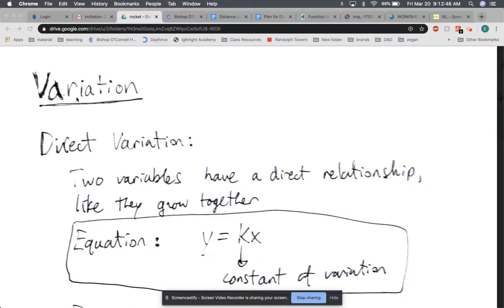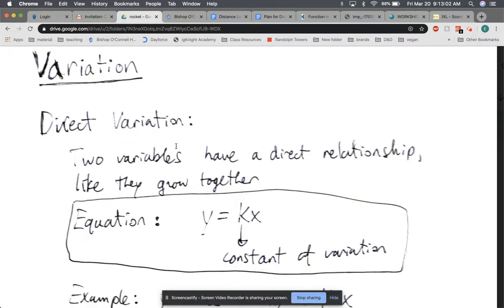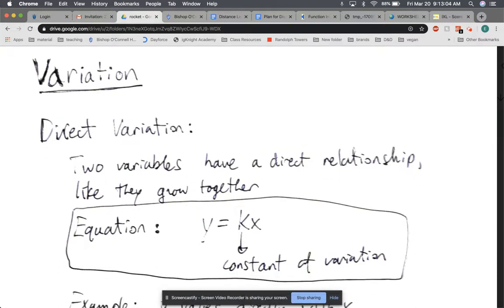So this is called variation. Variation is kind of just a fancy word for a special type of function, as you'll see. The first part of variation is direct variation. Direct variation means that two variables have a direct relationship. So they grow together. Two things that are directly related change in the same way. They're either going to grow or decrease together, right?